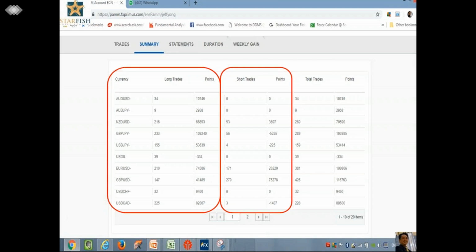Very good. So you diversify your risk and you also manage your risk management very well. You can see that.